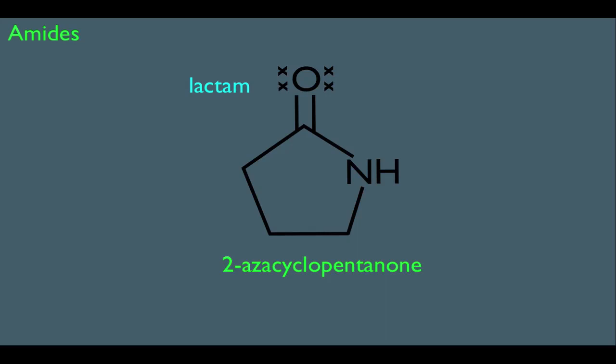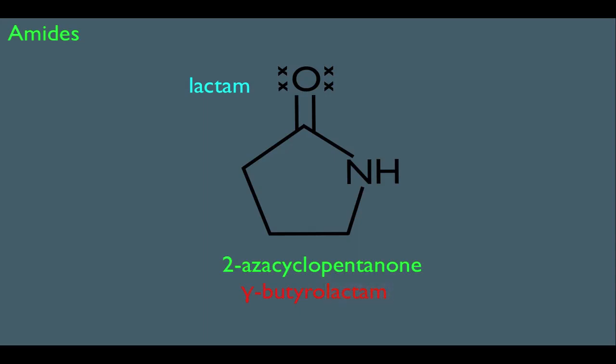You can even use the common naming system here. For instance, the common name for this would be gamma butyrolactam. Where does this name come from? Well, the butyl part comes from the fact that there are 4 carbons within the ring. And of course, the lactam part comes from the fact that the molecule is a lactam.